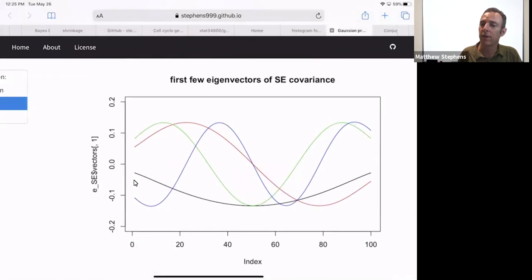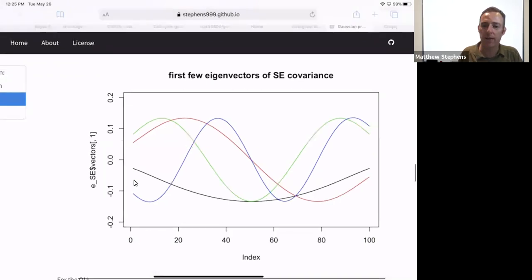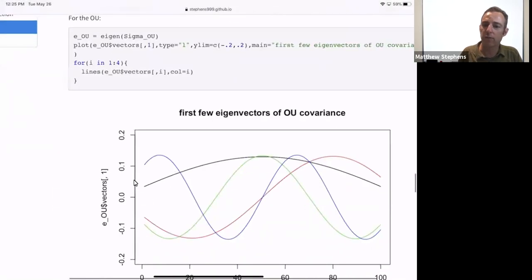What's maybe a bit surprising at first is that if we do the same thing for the Ornstein-Uhlenbeck kernel, the eigenvectors look very similar.